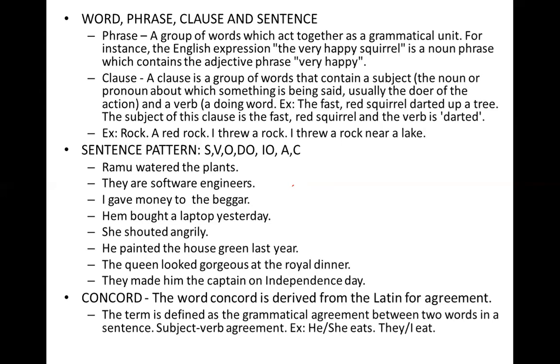The queen looked gorgeous at the royal dinner. The queen is the subject because the entire sentence is about the queen. Looked is actually the verb, right? So SV. Gorgeous: how did the queen look? If I rephrase the sentence, the gorgeous queen was at the royal dinner.